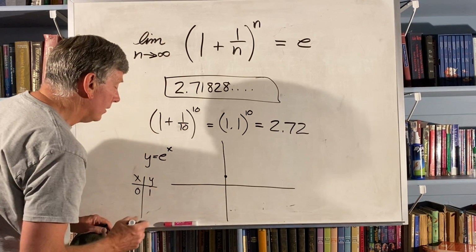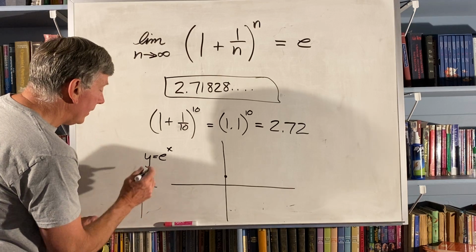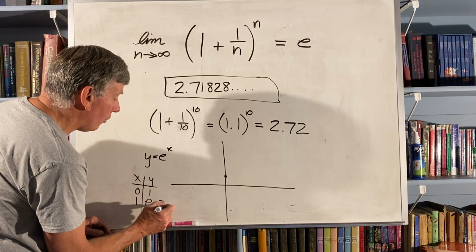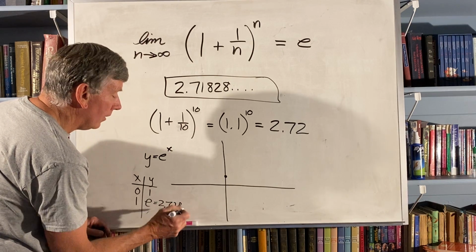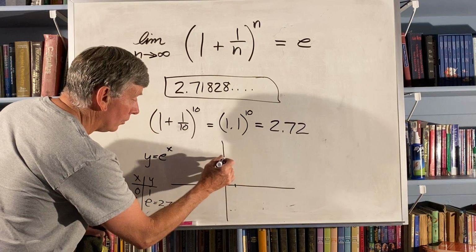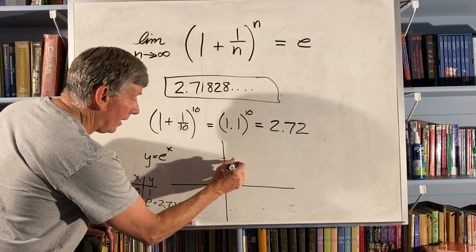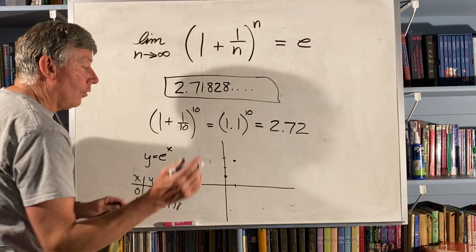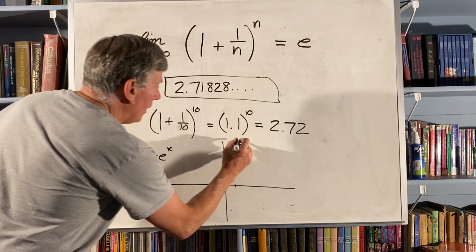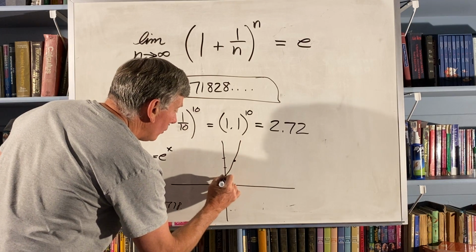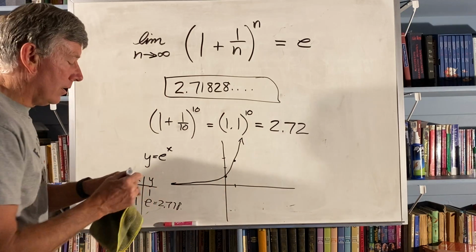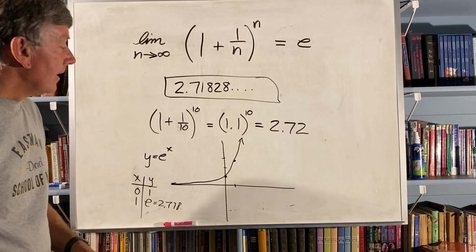Right there. When x is 1, e to the first is e, which is 2.718. So when this is 1, mark up 2.7. That's going to be about right here. And so with these 2 points and knowing that it's an exponential function, I can draw e to the x pretty accurately by doing this. That's e to the x.